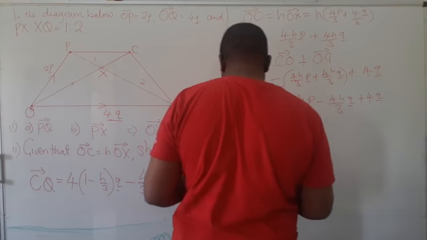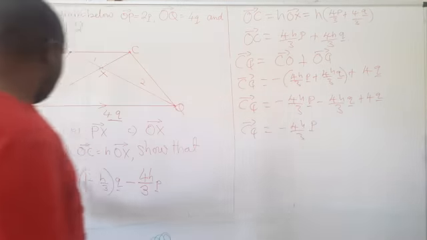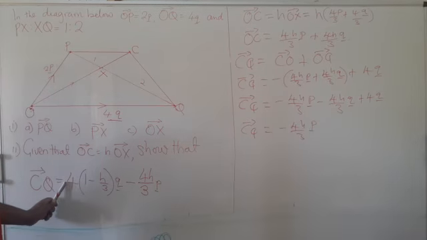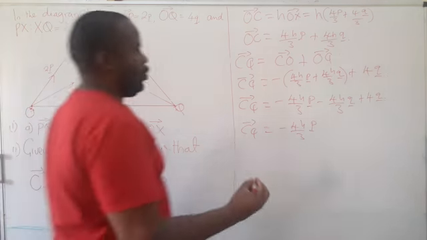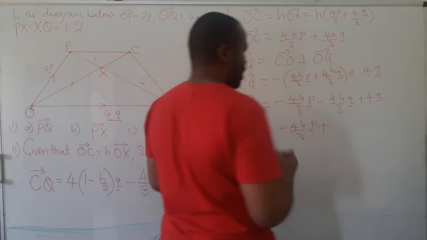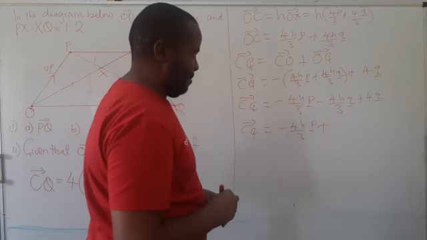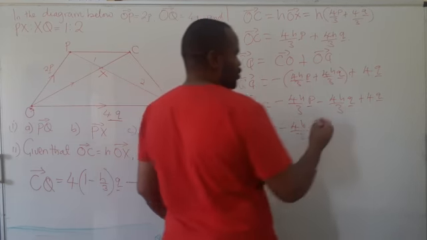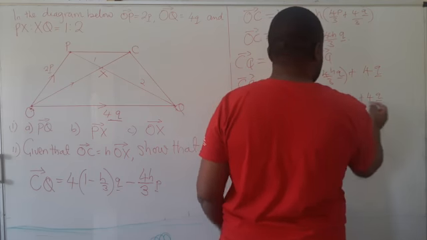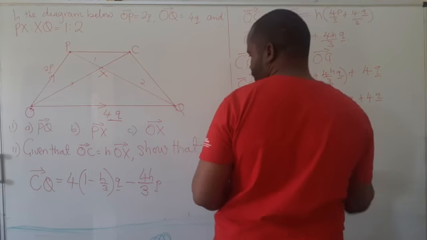Alright. Now, when you look at this one, this is positive. Okay? This is a positive key. So we can say plus here. Then we look for what is common. Okay. What is common here? There's 4. So we factor out 4.